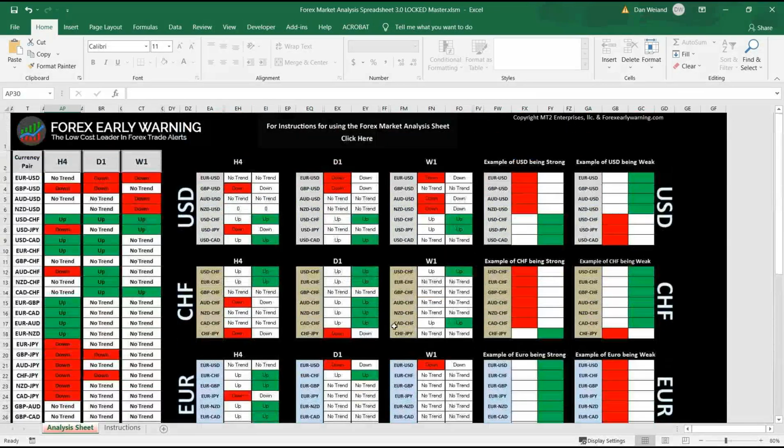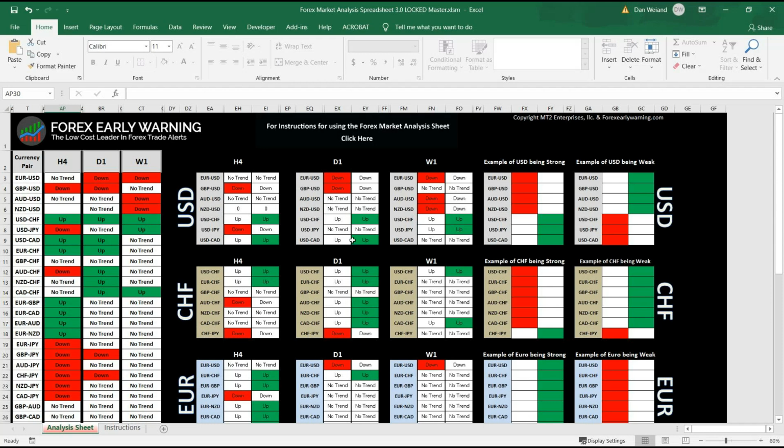We look at the far right of every time frame, the W1, D1, H4, of the 28 pairs, and look to see if there's a trend. Is it pointing 3 o'clock or converging? That's no trend. If it's pointing up, then it's an uptrend. If it's pointing down, it's a downtrend. Then the sheet will automatically fill in these 3 columns in the middle, and you compare them to the examples on the right. So in this case, we have some minor dollar strength lining up on the D1 and the W1. It's not across the board.